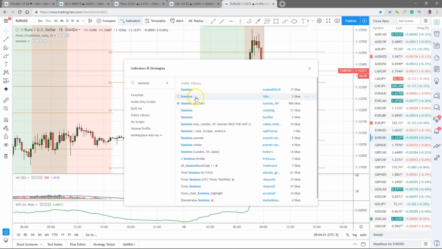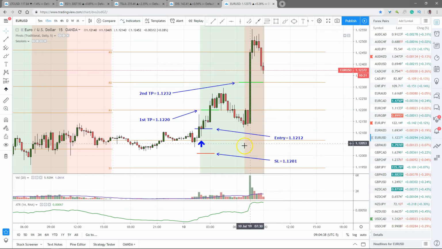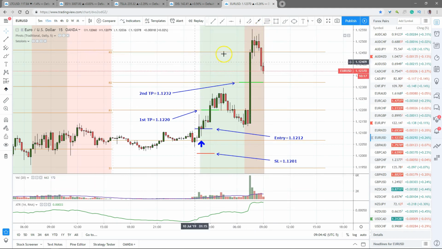Whenever you're looking for a specific indicator, I look for the one with the most likes. I don't know if that's cheating or not, but I look at that one first. I will look at all the others, decide which one I like the best, but in this case I like this sessions on chart. Now this is what they look like, this green and tan and pink is the sessions on chart indicator.